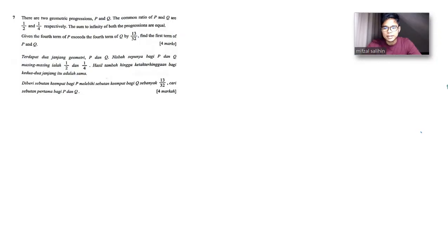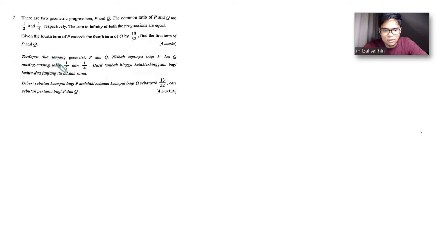So now let's begin our question over here. There are two geometric progressions P and Q. The common ratio of P and Q are 1/2 and 1/4 respectively. The sum to infinity of both the progressions are equal, and given the fourth term of P exceeds the fourth term of Q by 13/32, find the first term of P and Q.